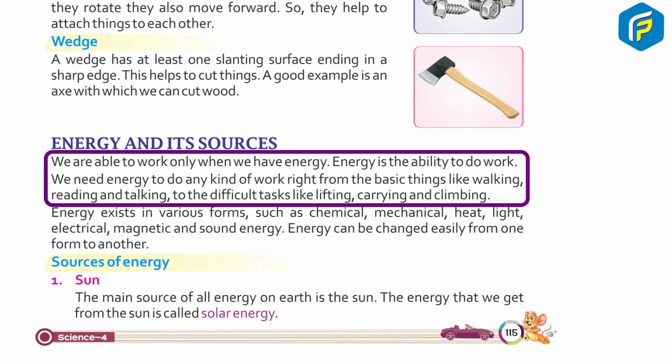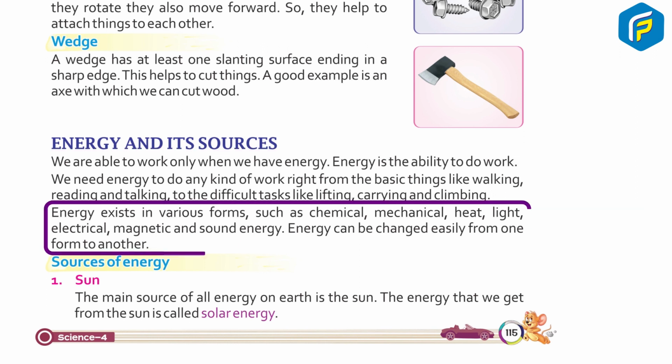We are able to work only when we have energy. Energy is the ability to do work. We need energy to do any kind of work, right from the basic things like walking, reading and talking to the difficult tasks like lifting, carrying, climbing. Energy exists in various forms such as chemical, mechanical, heat, light, electrical, magnetic and sound energy. Energy can be changed easily from one form to another.